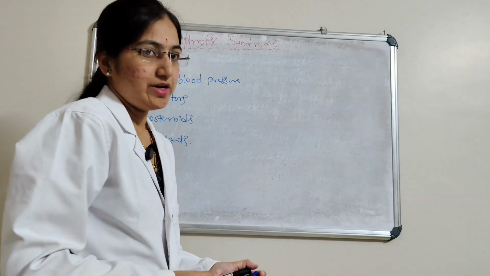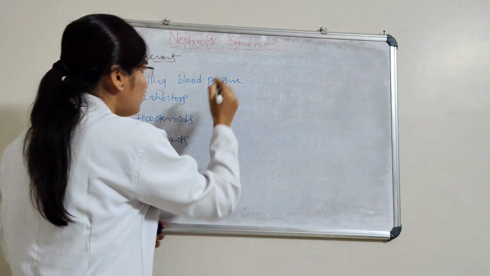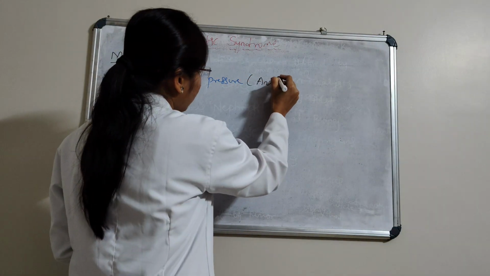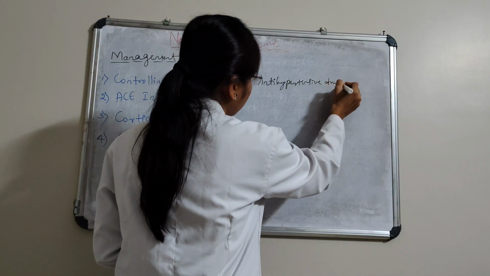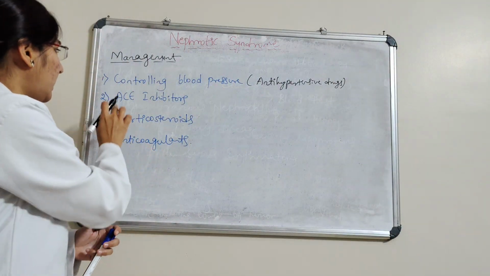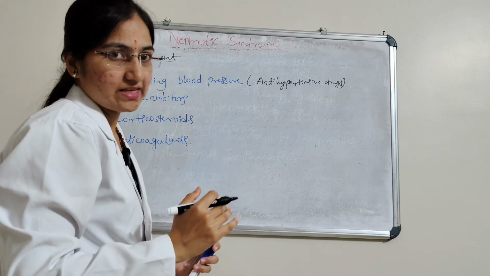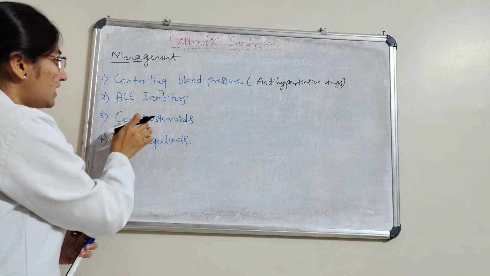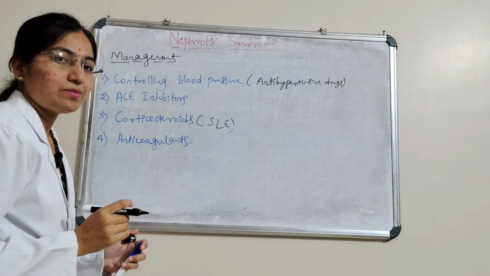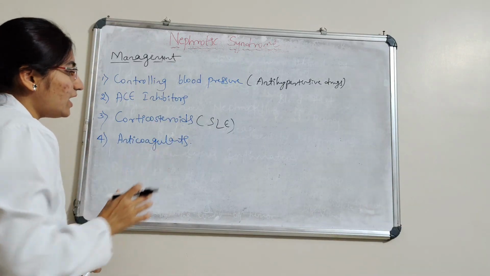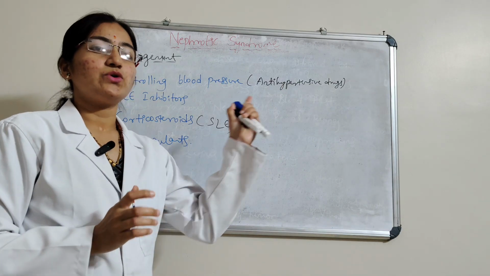Next we'll see the management. Here we'll see the medical management, controlling blood pressure, that is antihypertensive drugs can be recommended. And then ACE inhibitors, angiotensin converting enzyme inhibitors, to decrease protein excretion in the urine. And then corticosteroids for SLE, that is systemic lupus erythematosus. Corticosteroids can be given, and then anticoagulants can be recommended. This is the medical management of nephrotic syndrome.